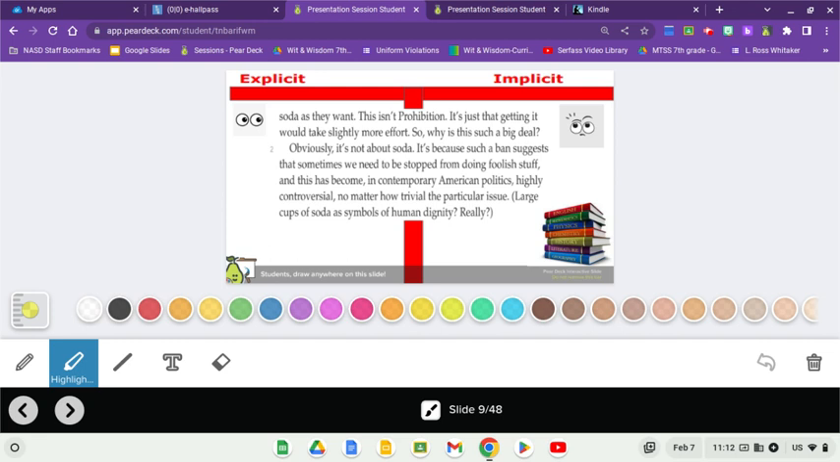This is in prohibition. This is about soda explicitly, why it's so controversial, right? So they ask that question. They come out and say that the ban suggests that sometimes we need to be stopped from doing foolish stuff. And that has become in contemporary American politics highly controversial, no matter how trivial the particular issue. Large cups of soda as symbols of human dignity? Really? Right? And they ask that question, back to back questions.